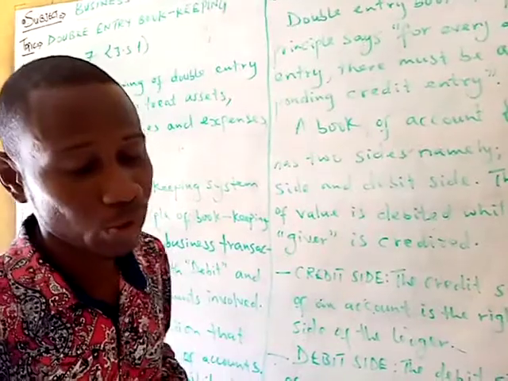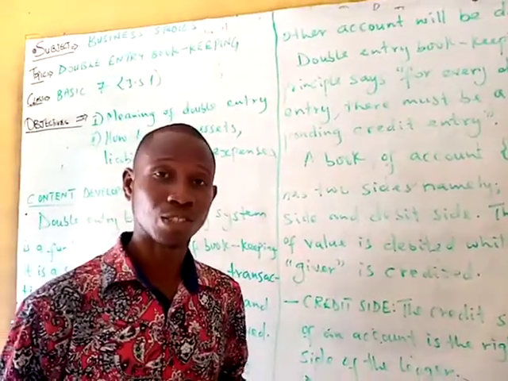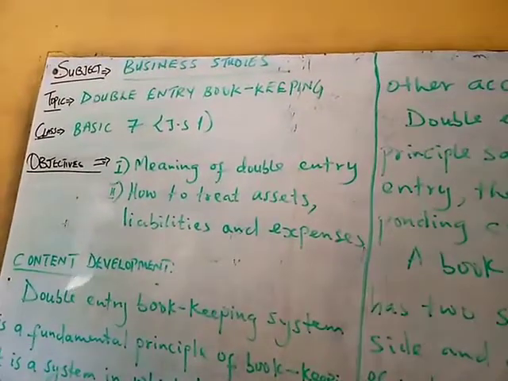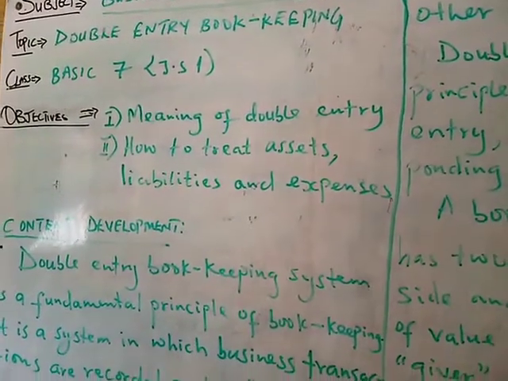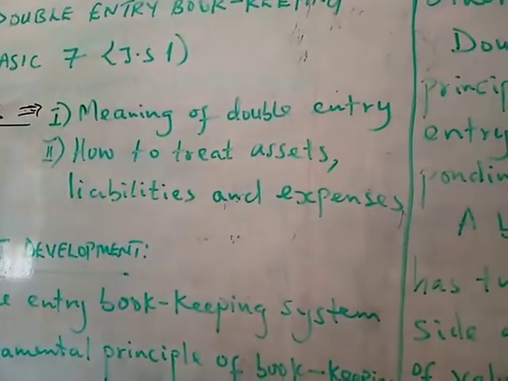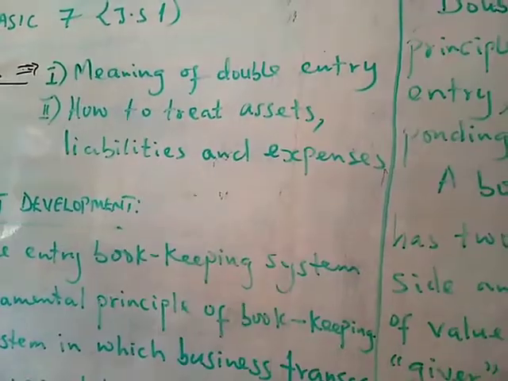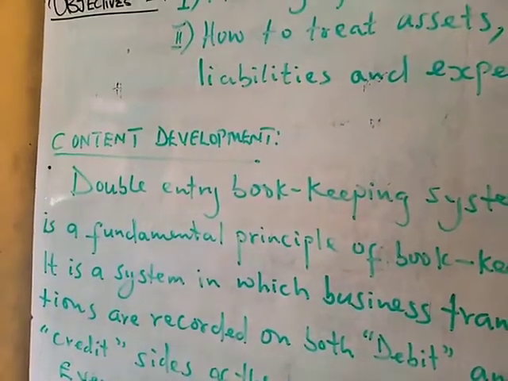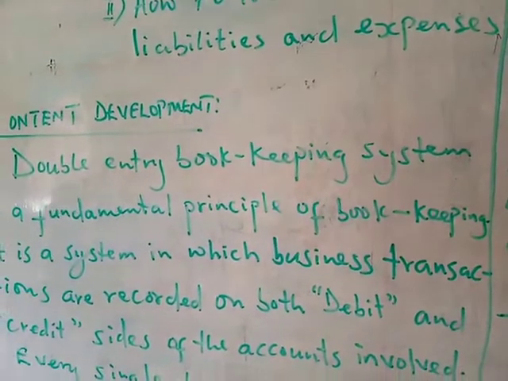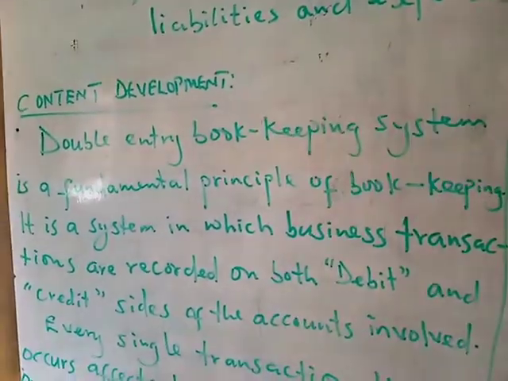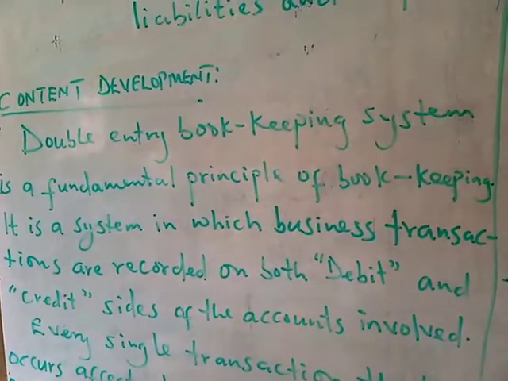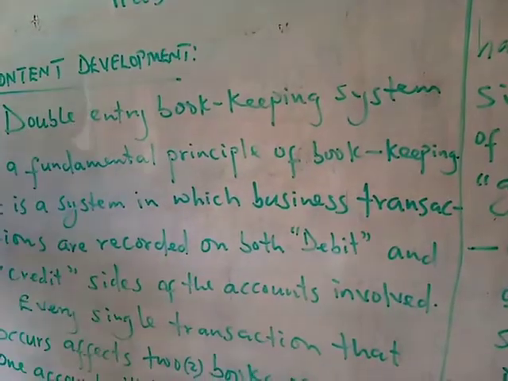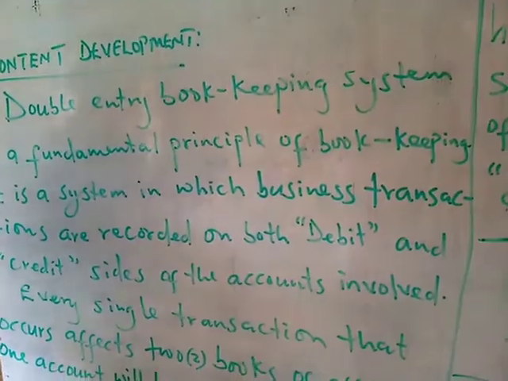So this morning we are going to look into another very interesting topic called double entry bookkeeping. Our objectives for today: one, the meaning of double entry; two, how to treat assets, liabilities, and expenses. The double entry bookkeeping system is a fundamental principle of bookkeeping. It is a system in which business transactions are recorded on both the debit and the credit sides of the accounts involved. What do you mean by this?